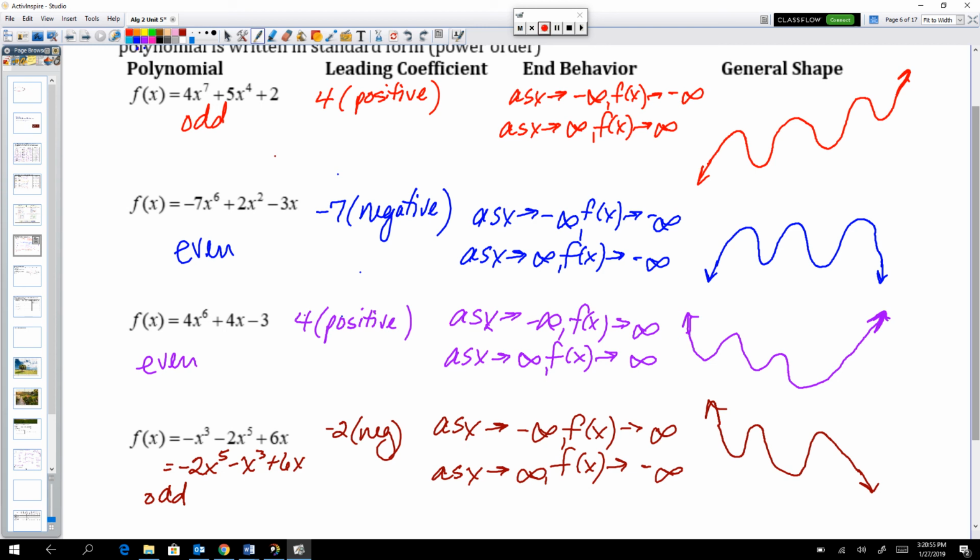It's a positive 4. So I made my little end arrows point up, up, and then I counted the number of turns I needed to make sure that it was the right power, the right degree. On the last one, we threw a little curveball for you a little bit.